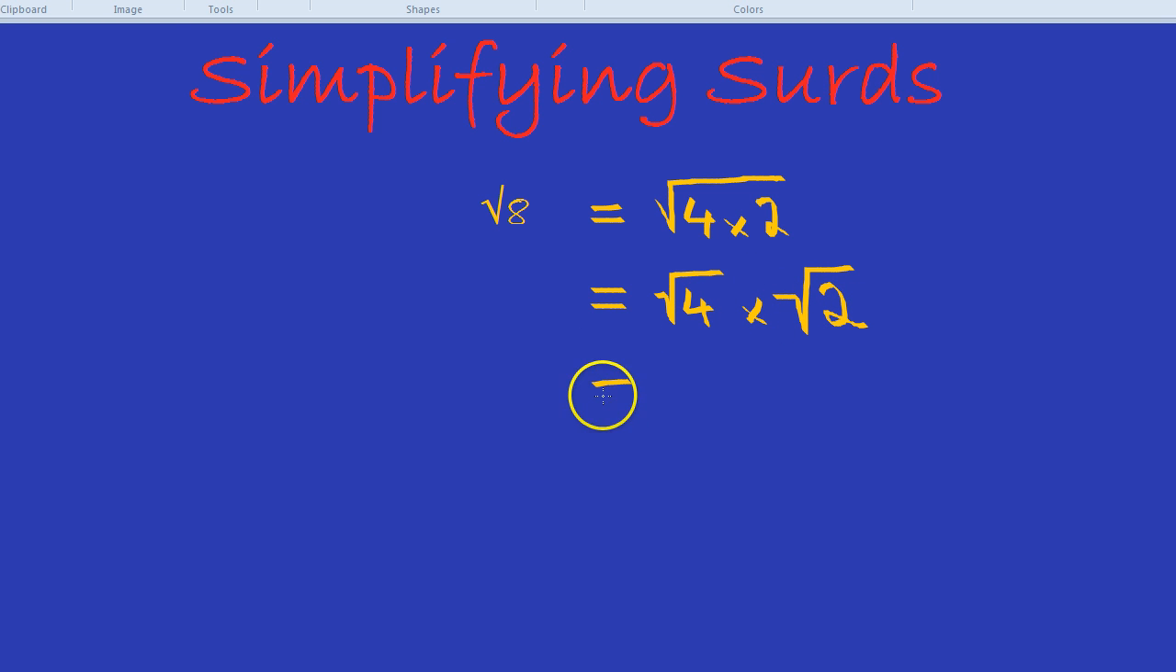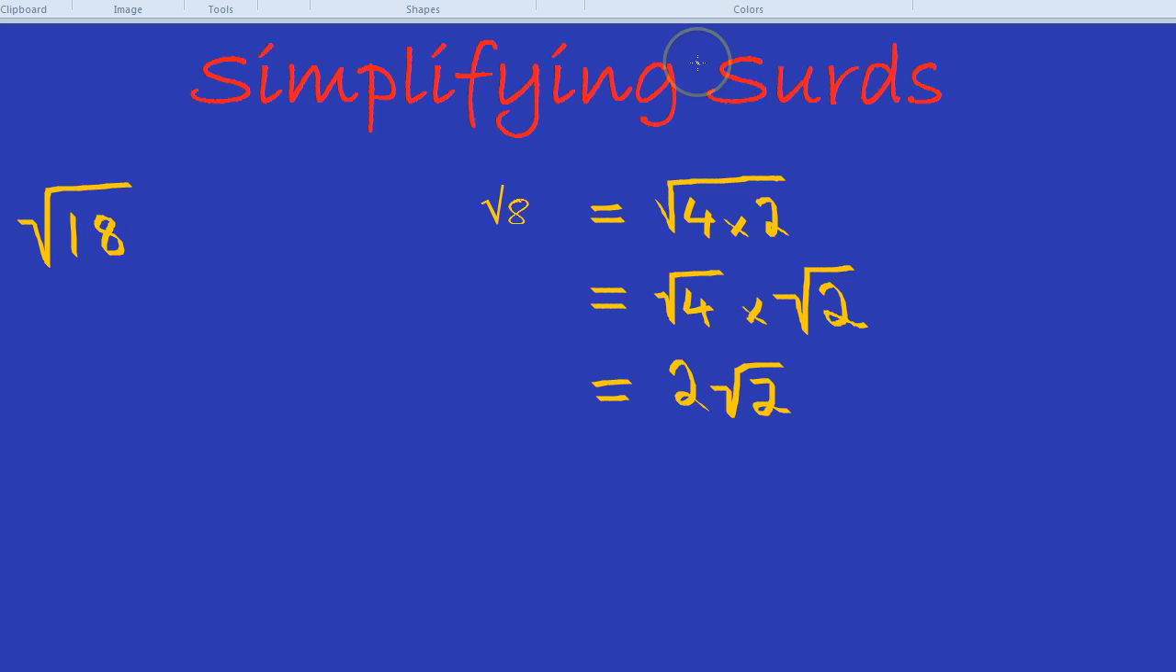And what is root 4? It's 2, and that's why we needed to find a square number which goes into 8, because now you can simplify it. Root 4 is 2, so this becomes 2 root 2, and that is what root 8 is, 2 root 2. Let's try another one. I'll make them progressively more and more hard. How about the square root of 18?